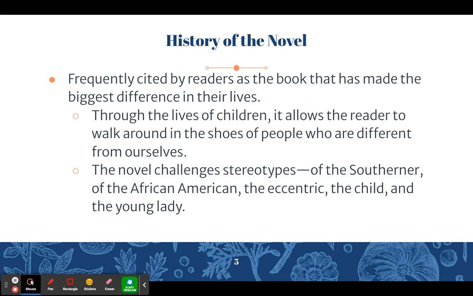It's frequently cited by readers as the book that has made the biggest difference in their lives, and there's a couple of reasons for that. Through the lives of the children who are the focus of the book, it allows us as the reader to walk around in the shoes of people who are different from ourselves. And the novel also challenges stereotypes. Stereotypes of what a Southerner is, African Americans, people who are eccentric, children, what a young lady should be. So the book is really a lot about stereotypes and prejudices and breaking or challenging some of those stereotypes of what you might think, right? Like the weird, strange neighbor. There's more to that person than just being the eccentric person down the street. And same goes for all of the different characters in the story. There's a lot more to them than just the stereotype of what you see on the surface.